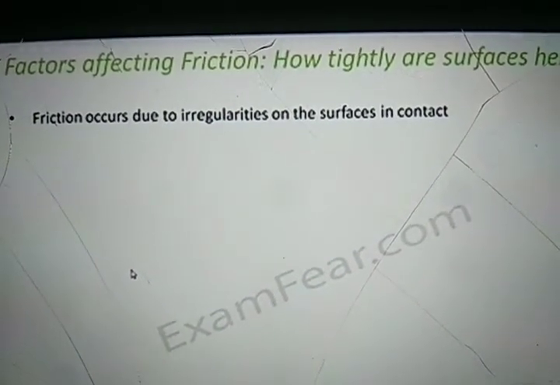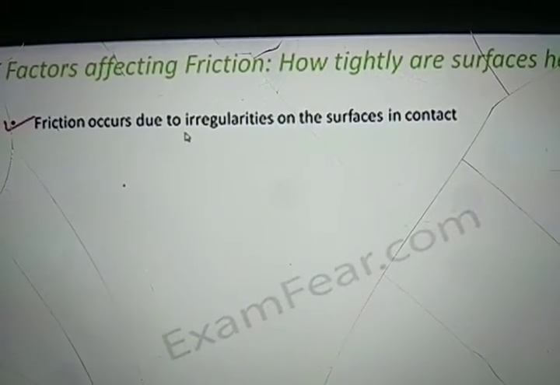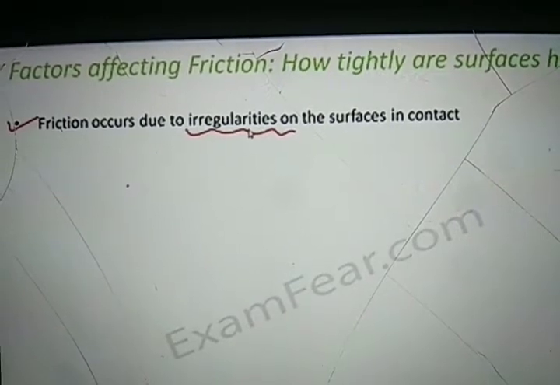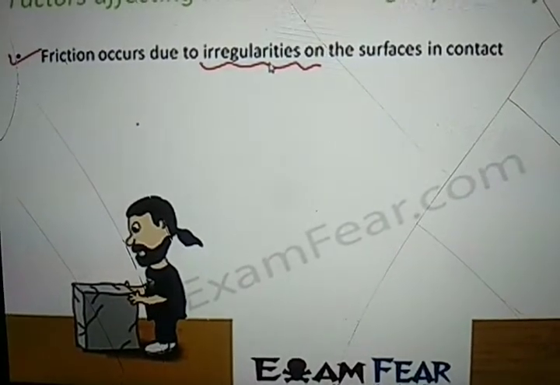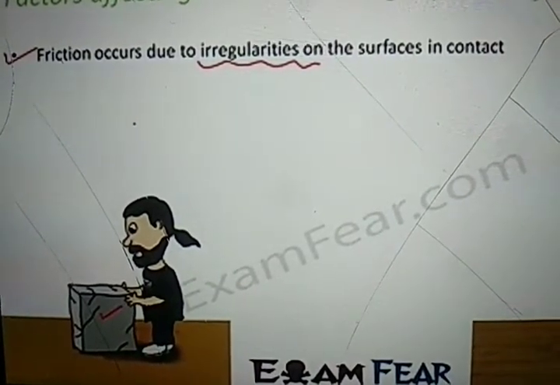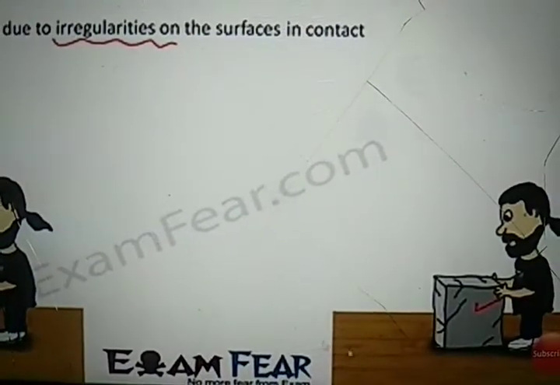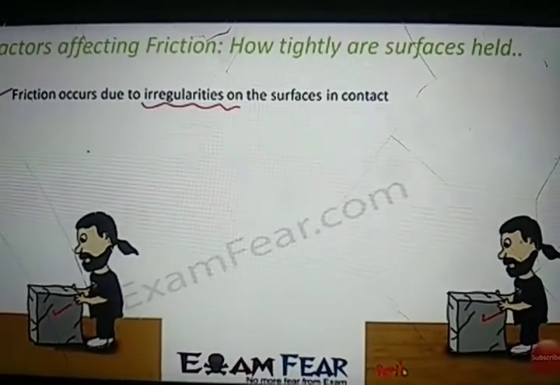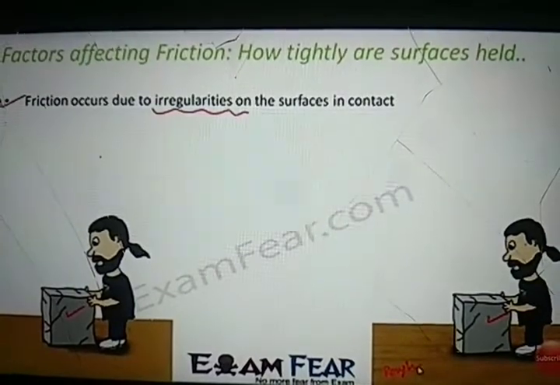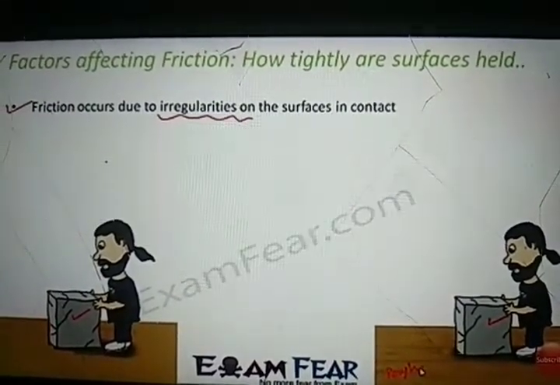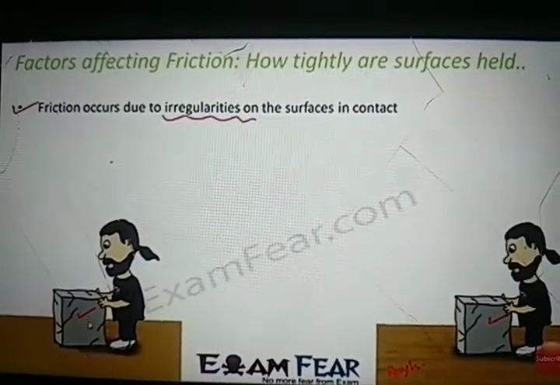Now friction occurs due to irregularities on the surfaces in contact. What kind of irregularities are we talking about here? Let us take an example. Suppose you have a box and you try to move it first on a smooth surface and then on a rough surface. This is the smooth surface and this is the rough surface on the right-hand side. If you try moving the box on both these surfaces, on which surface do you find it easier to move?